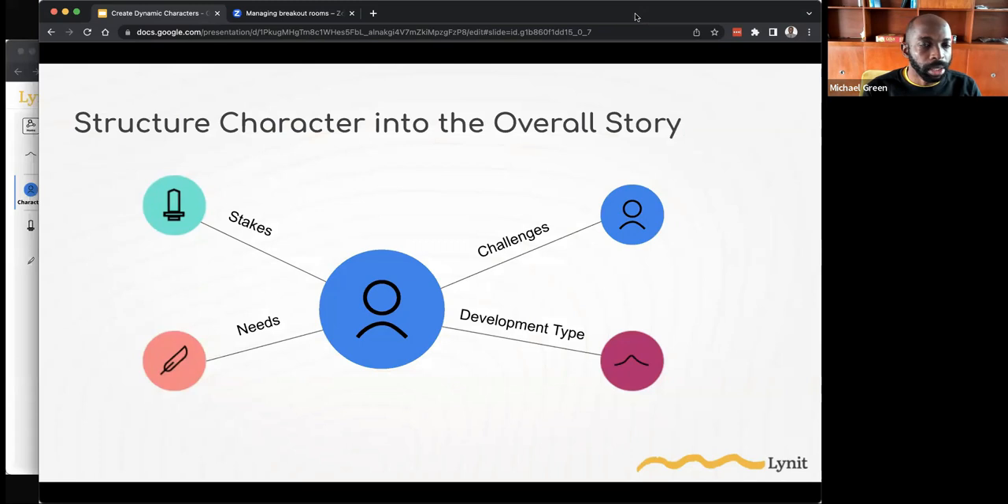And so for this next breakout group, you can try to figure out, for your character, what are the other elements of your story that you can pull out: their stakes, their needs, their challenges, their development type. And now open the breakout rooms back up.